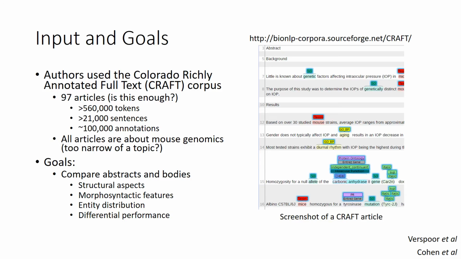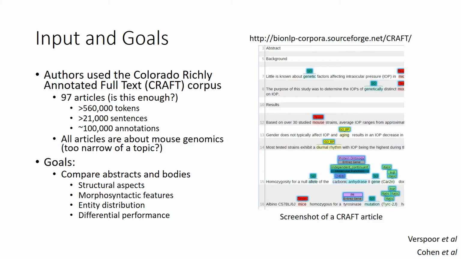Now the input and goals, if we move on to the next slide, the authors use the term CRAFT, which is the Colorado Richly Annotated Full Text corpus. And there are 97 articles. Is that all of them? No, but it was mostly on mouse genomes, which did raise some concerns for me.